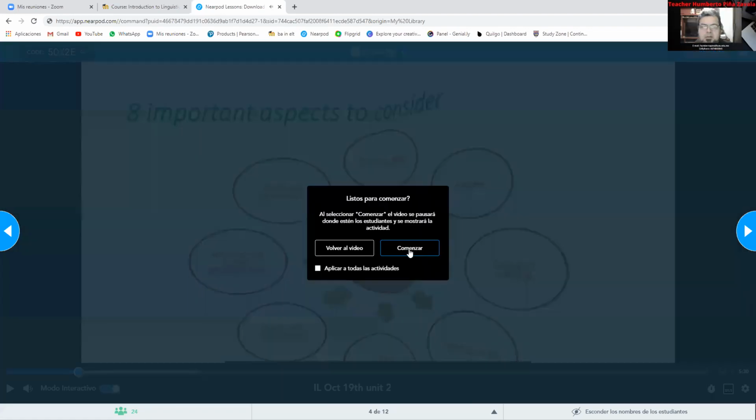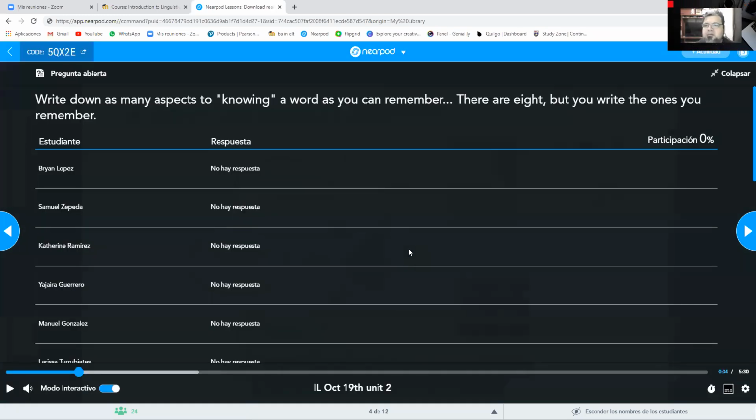All right, so here is an activity for you. It says write down as many aspects to knowing a word as you can remember. There are 8, but remember, only write the ones you remember. You don't have to write them all, just whatever stuck with you the most.